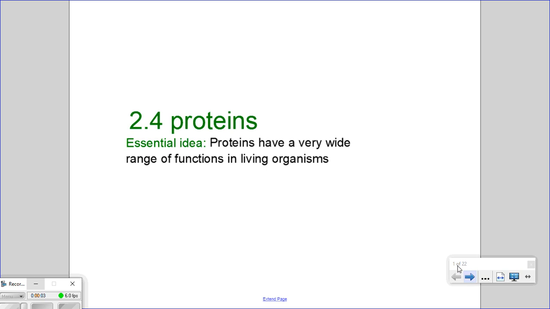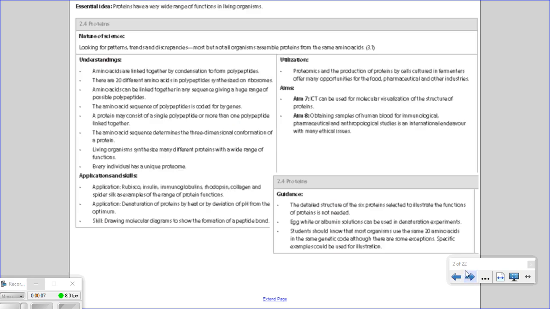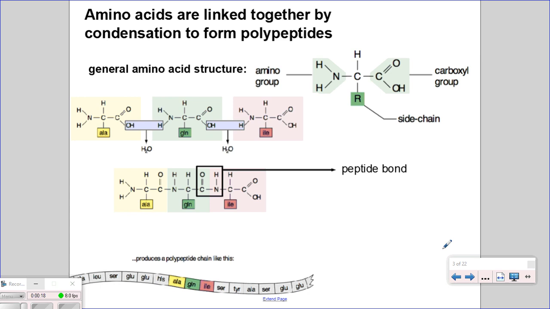The following video will cover subtopic 2.4, proteins. Here is a list of understandings, applications, and skills that we will cover in this video. So we'll start with the general backbone of a protein.